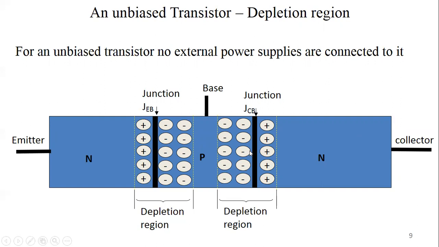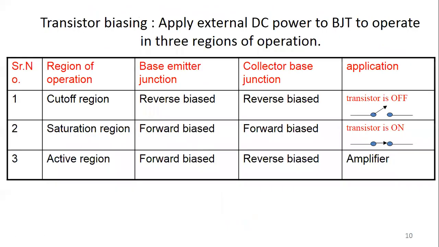So according to the biasing or the modes in which the junctions operate, this BJT is going to have different regions of operation. First, the cutoff region: when the base emitter junction and the collector base junction are both reverse bias, the device is off or cut off. This is called the cutoff region of operation of this transistor, and we can say that the transistor is switched off.